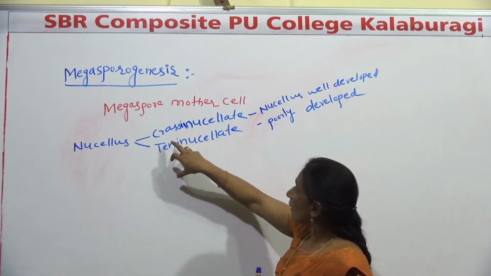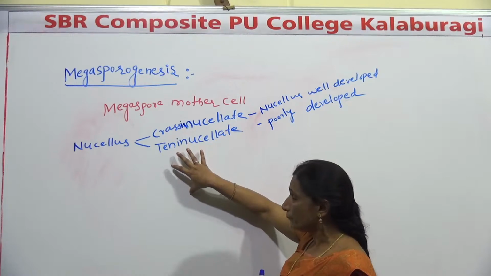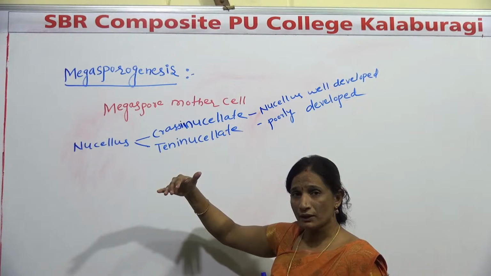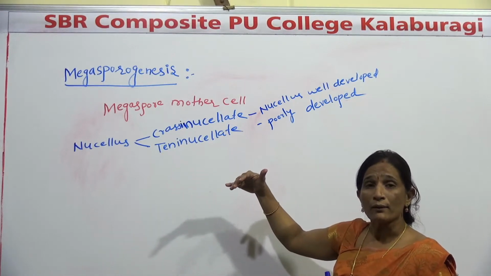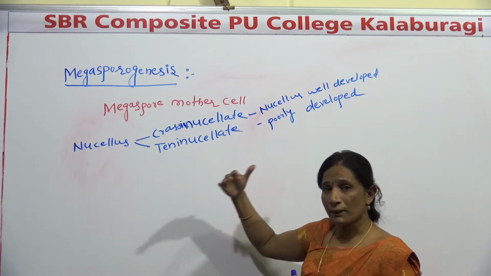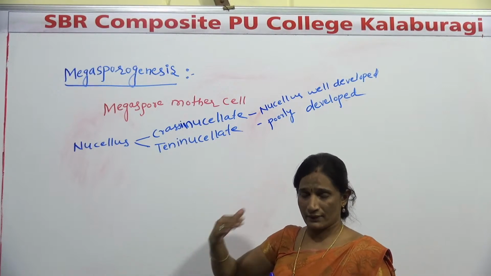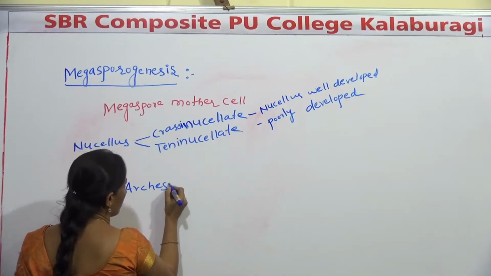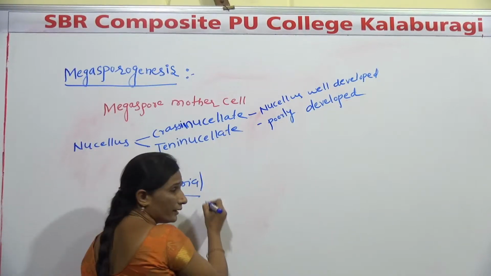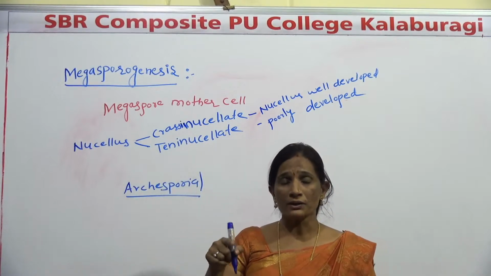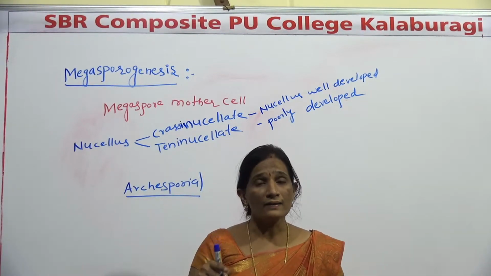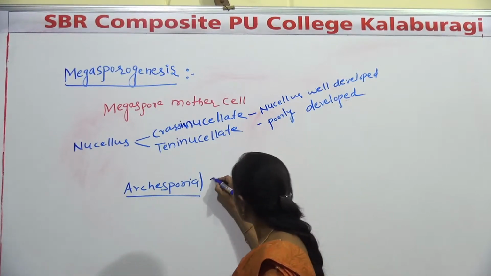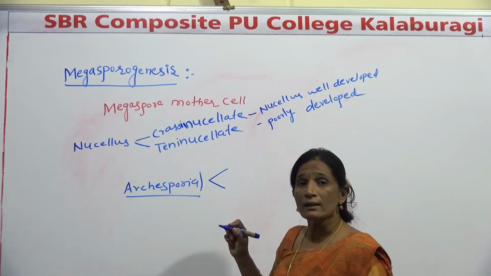Here, in crassinucellate, what will happen? Nucellus means hypodermal region, present near the micropyle. So the micropylar region cell acts as the archesporial cell. The cell which is present near the micropylar region functions as the archesporial cell. This archesporial cell divides to form two cells. Is it clear? One is the primary parietal cell.